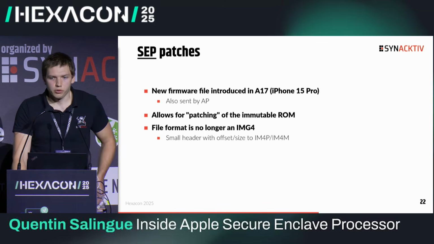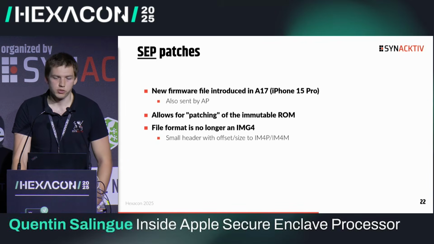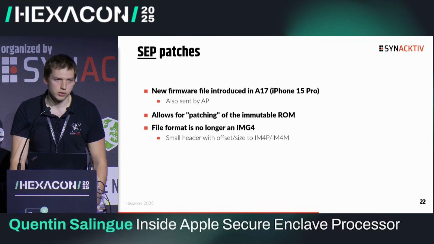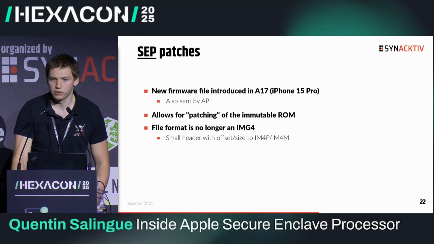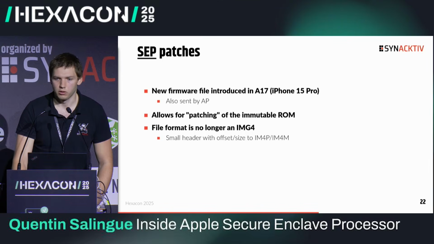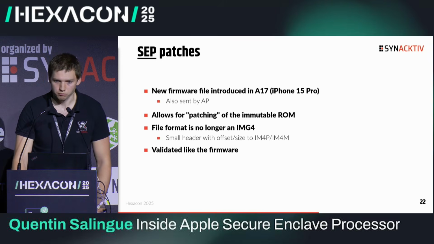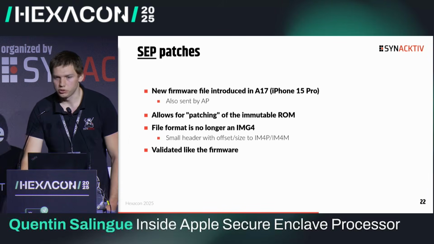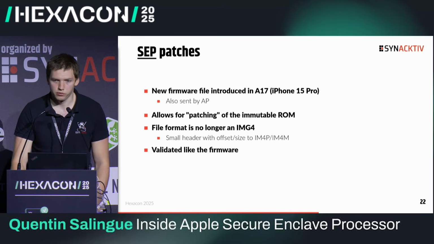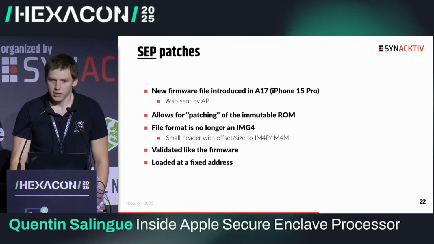The file format is no longer an image4 for some reason. They decided to switch it for a small header with an offset and the size of either the payload and the manifest, but the EM4P and EM4M are still the same. And it's validated just like the firmware, because there's no reason not to validate an update. And then it's loaded at the fixed address.